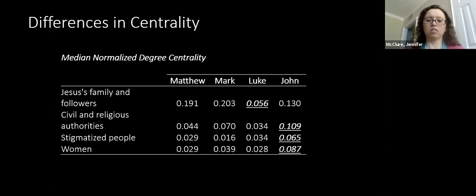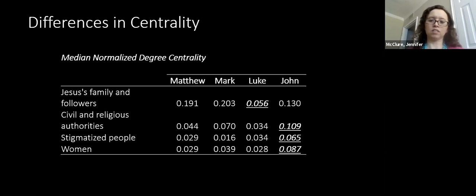John also depicts stigmatized people as having interactions with a wider percentage of the network. And if you were with us for the second talk, we talked about a group of stigmatized people who were very isolated, who were very marginalized, who had connections with Jesus, but if they had any other connection, it was typically a negative relationship with an authority figure.